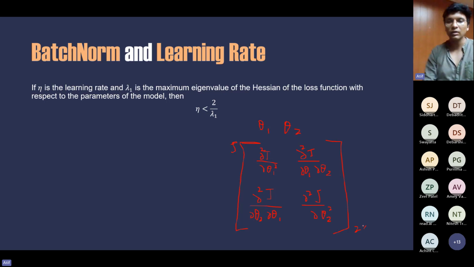And as you can imagine, differentiation is a linear operation. So whether you do del 2j by del theta 1, del theta 2, or you write del 2j by del theta 2, del theta 1, it's the exact same thing, right? So this is a symmetric matrix. So this is what we call the Hessian. This is the Hessian of the loss. So the Hessian of the loss with respect to all of the parameters.